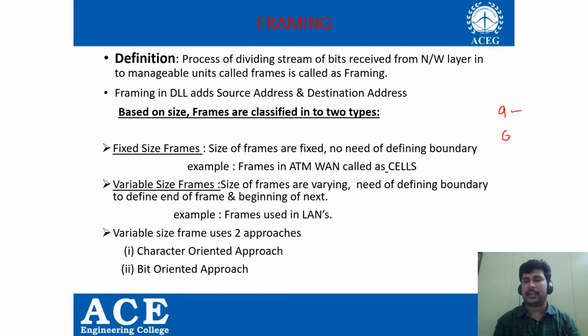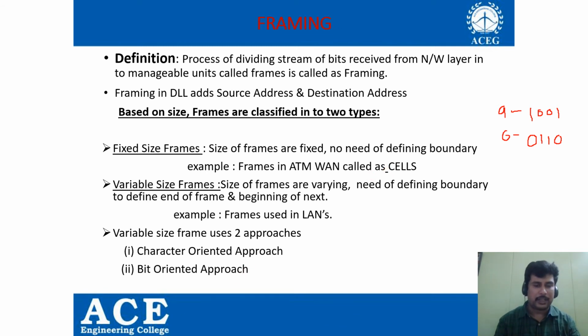To represent 9 in binary, I require 4 bits: 1 0 0 1. But to represent 6 in binary, I just require 3 bits, which is 1 1 0. If I represent two different numbers with different numbers of bits, we refer to it as variable size. To make it fixed size, I also represent 6 in 4 bits by putting the fourth bit as 0. So fixed size frame means all the frames will have a fixed size, and there is no need to define any boundary between frames. The major application of fixed size frames is in asynchronous transfer mode wide area networks, whose frames are also called cells.